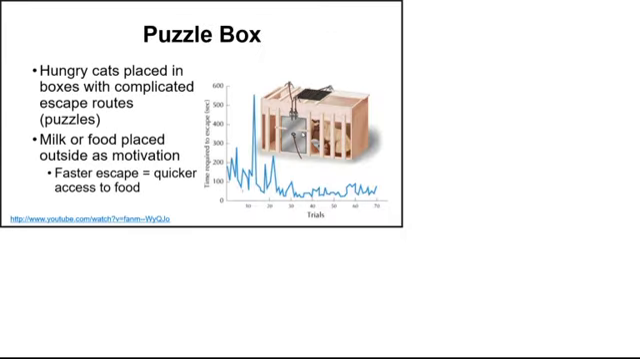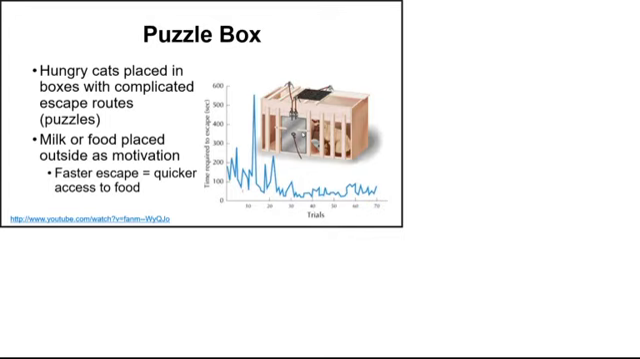Okay, and so Thorndike's idea came about because of a lot of research that he was doing with puzzle boxes. This is an example of one of those puzzle boxes. He had hungry cats who would be placed in these strange box-like contraptions that had very complicated escape routes that he had designed. He called these puzzles because the cats had to figure out how to overcome them in order to get out of the box.